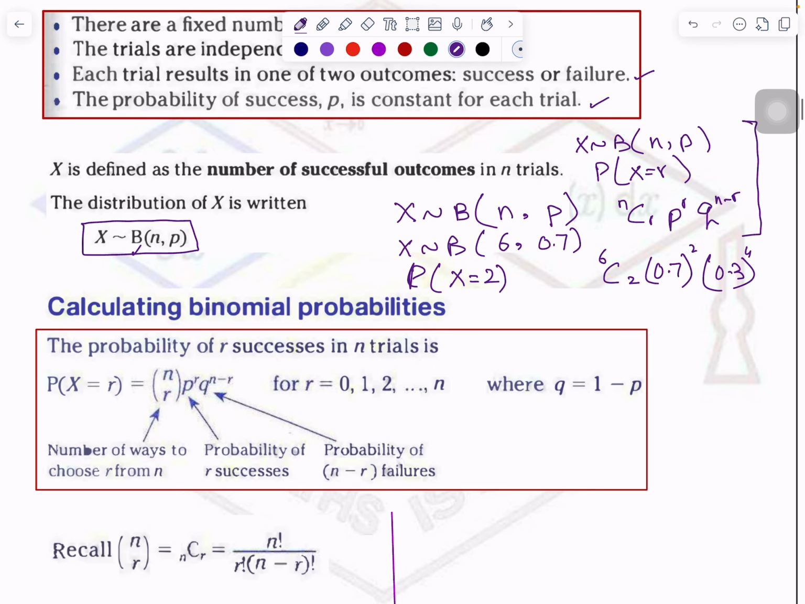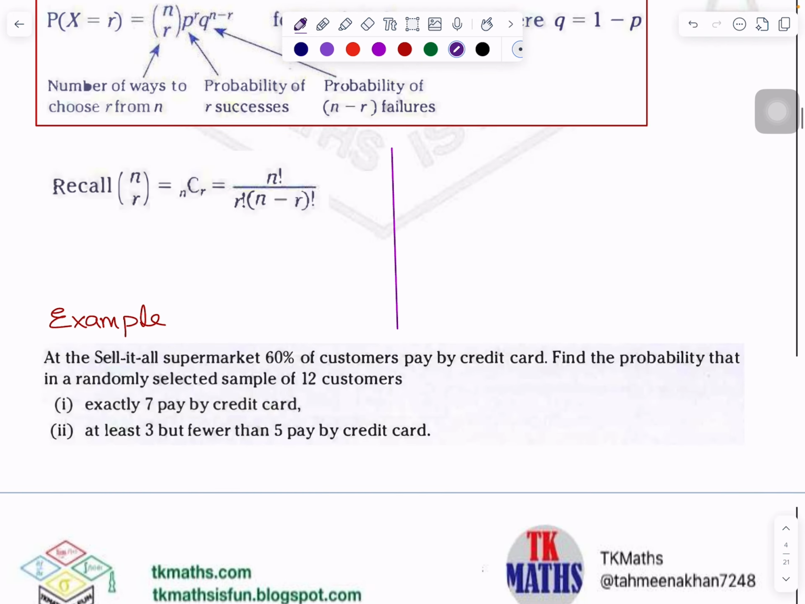So the same thing is written here, but I have already explained it to you over there. Now I will take a question in which I will apply it, right? Here is the question. I have already solved it, but I want you to try it out. 60% of customers pay by credit card. The sample is of 12 customers. So you will write the binomial distribution first. I'm solving part 1 for you. You will do part 2 also, okay? Just giving you a hint, then I will show you stepwise.